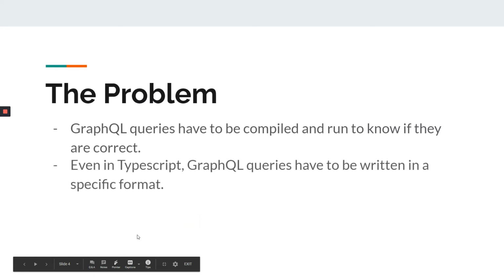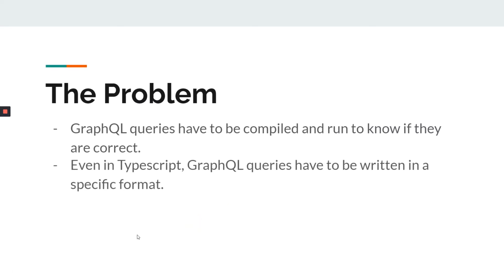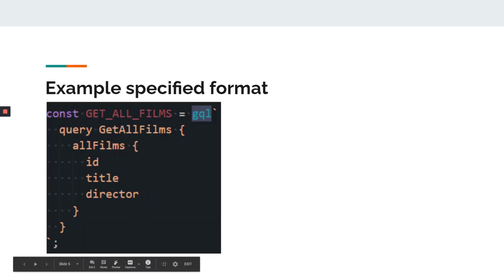The second problem is that even in TypeScript, GraphQL queries have to be written in a specific format. So, for example, if I were to write a query to run in TypeScript, I would write it in this sort of format. It'd be like gql and then a backtick and then write the specified query. So, for example, query all films and then variables like ID, title, and director. This looks a little bit clunky if I were to continue writing GraphQL statements inside TypeScript, and I would prefer that everything is written in TypeScript.